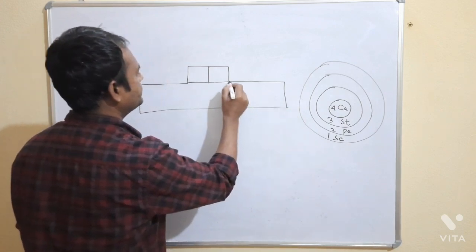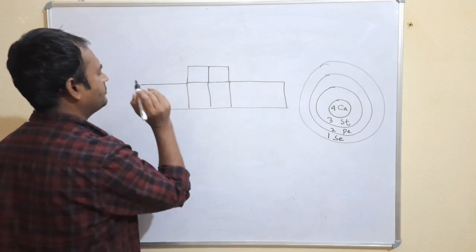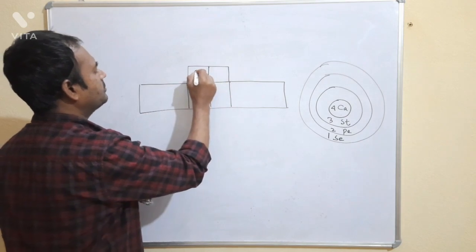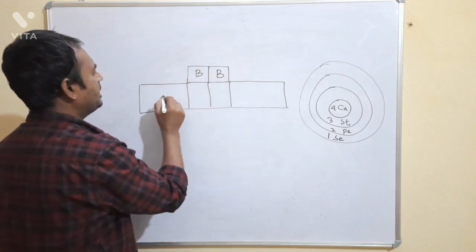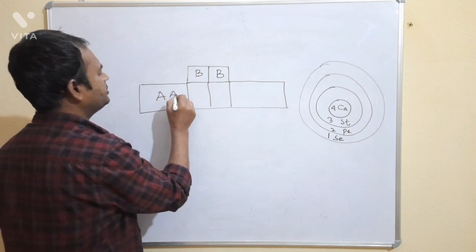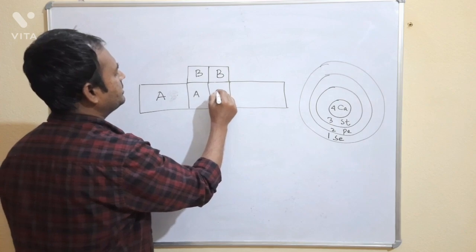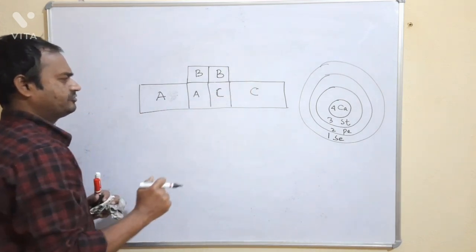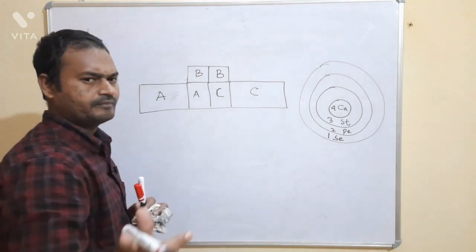You can say this is the arrangement of the flower. Now the ABC model which we are talking about: this is the set of the B gene, this is the set of the A gene, and this is the C. Now what will happen thereafter?